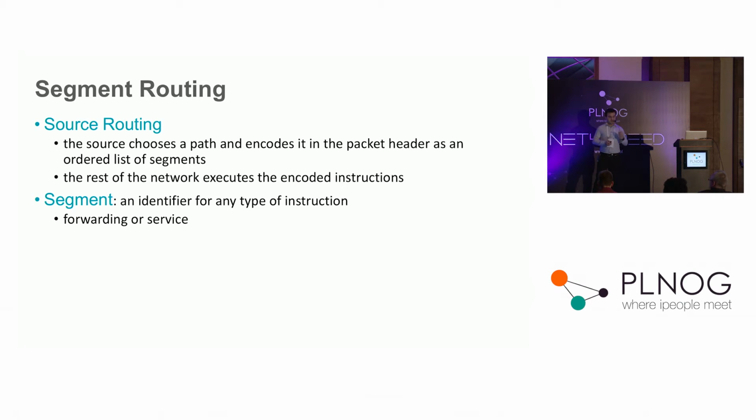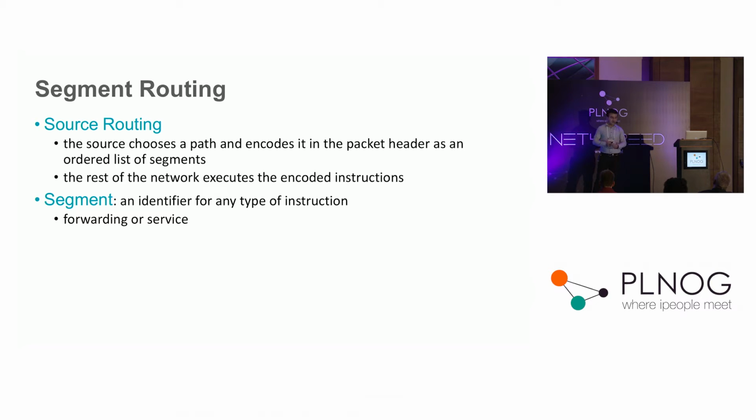So what is now a segment? Segment routing means the source chooses the path and encodes that path in a packet header. That packet header then has an ordered list of segments. It's simply like a label stack in MPLS, where you have many labels in a stack. Here we have an ordered list of segments, or segment IDs.